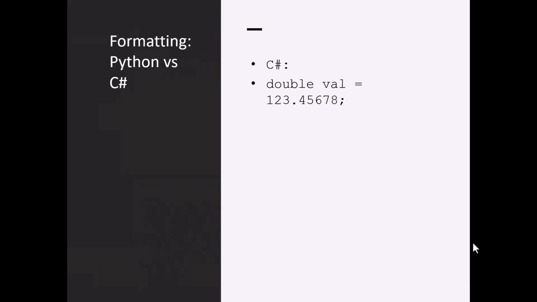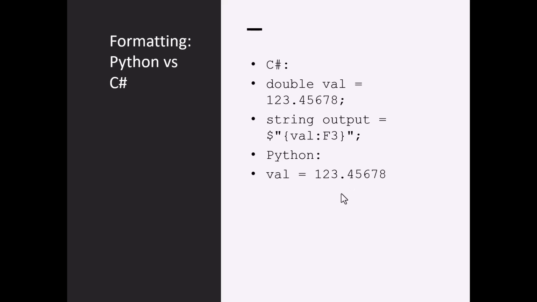So formatting Python versus C#. In C#, this is a double value 123.45678, and string output is dollar within double quotes val:F3, and in Python it is the same equivalent of the above code. In C#, val = 123.45678, output {val:F3} is F3, and this is {val:.3f} print output. Let's see this in action also.